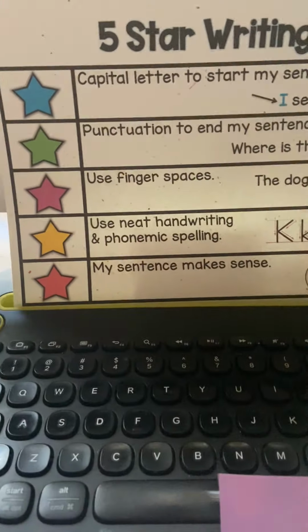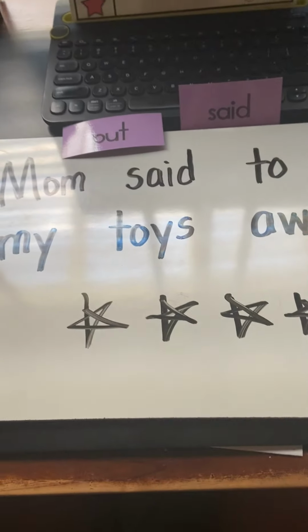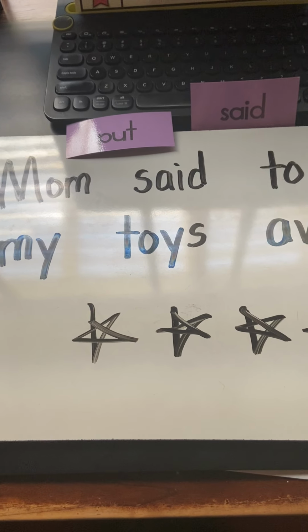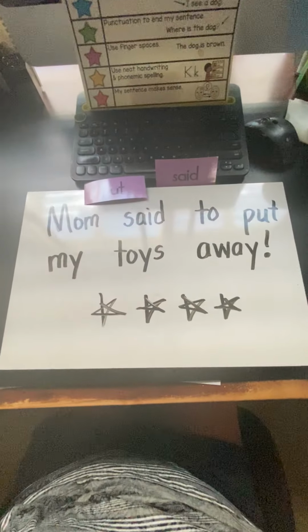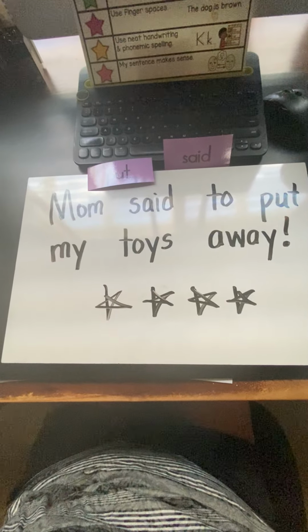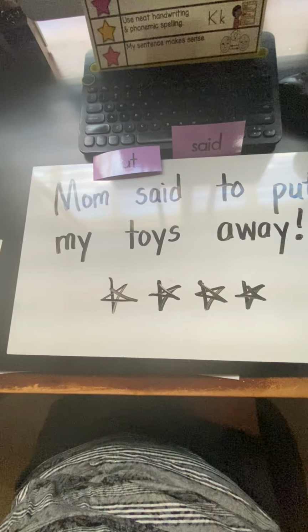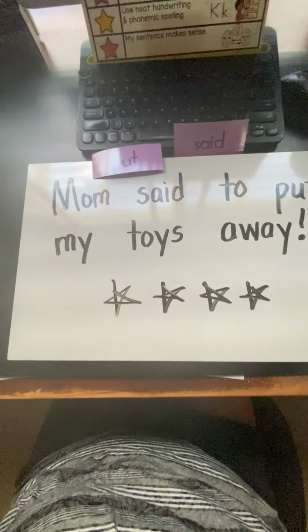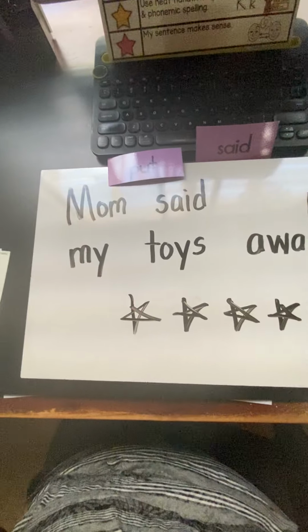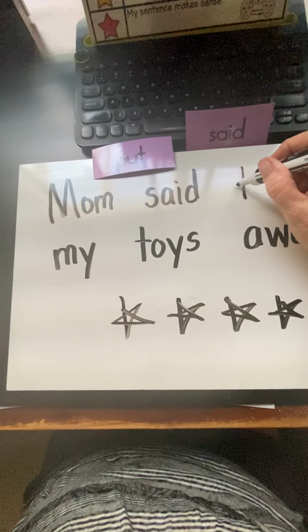And the last one is read the sentence. Make sure it makes sense. So let's read it. Mom said to put my toys away. We could have done it like this. We could have said, Mom said, sorry, I lost my train of thought. Mom said, oh, yeah. Oh, that's okay. I like it the way it is. Okay, what if we take this word out? Mom said, put my toys away. That still sort of makes sense.